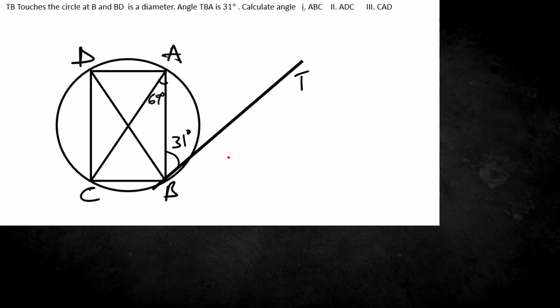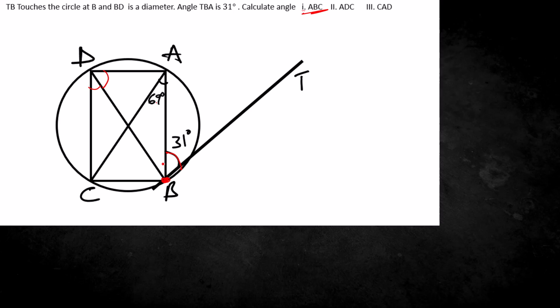Now let's look at the next example. TB is a tangent, so TB touches the circle at B. If it happens this way, what is here is the same as what is here. And we have the same chord here, so this side is the same as this side. Now the question says find angle ABC.